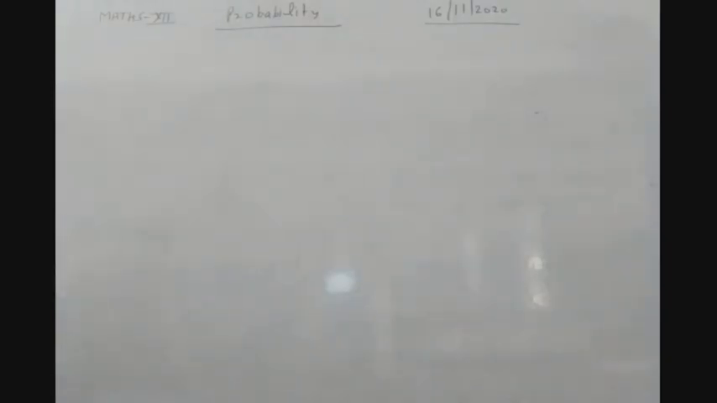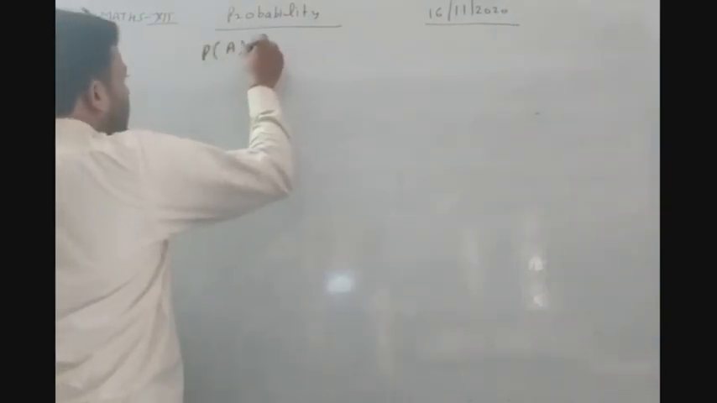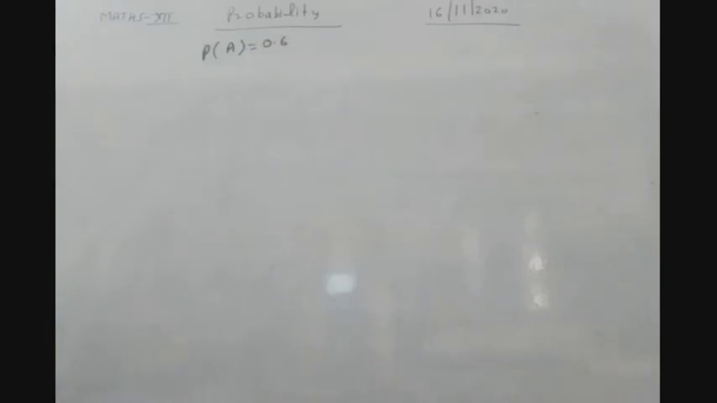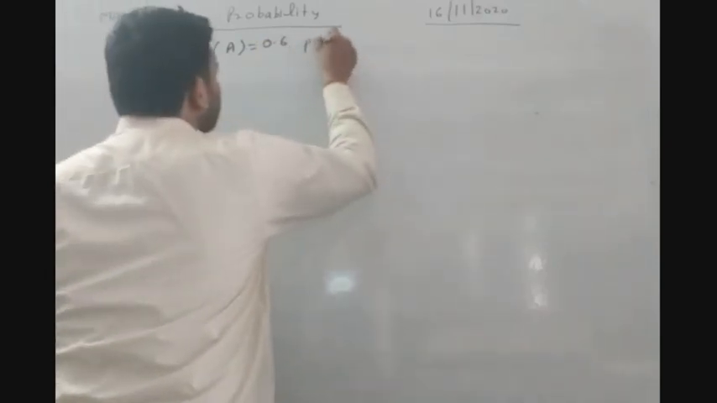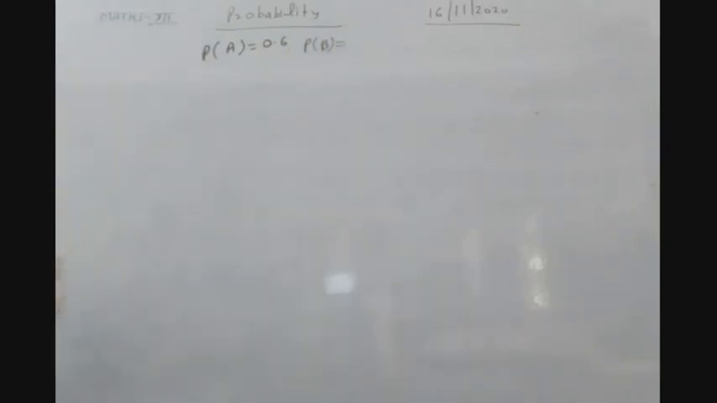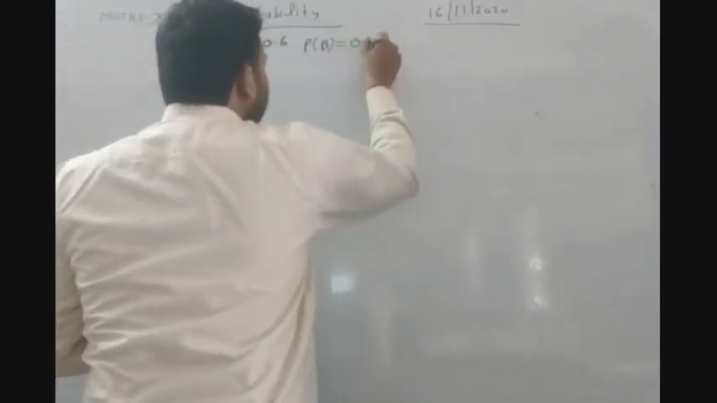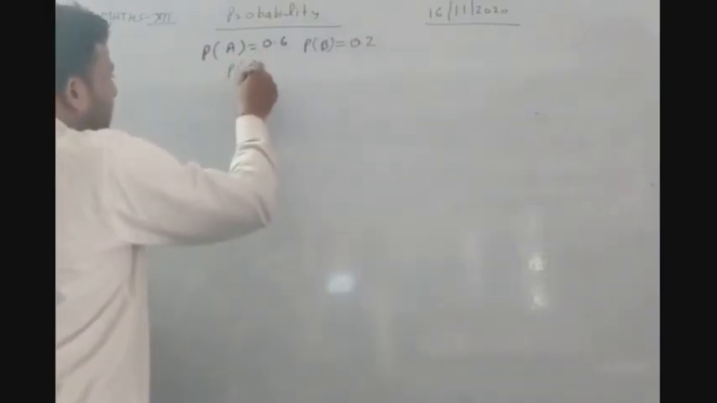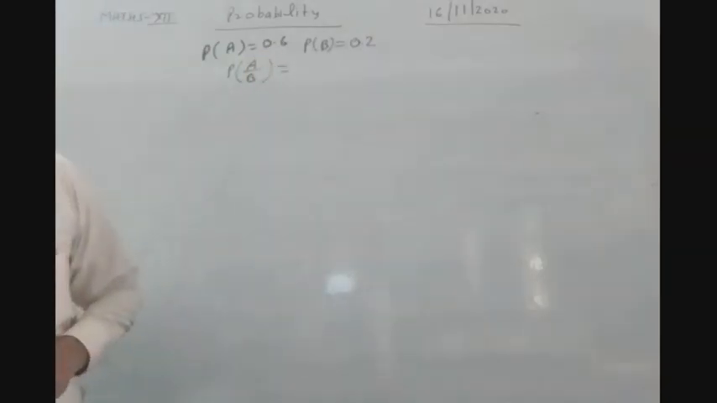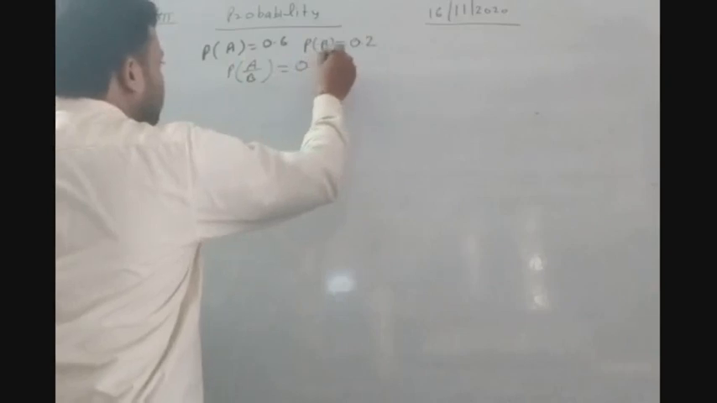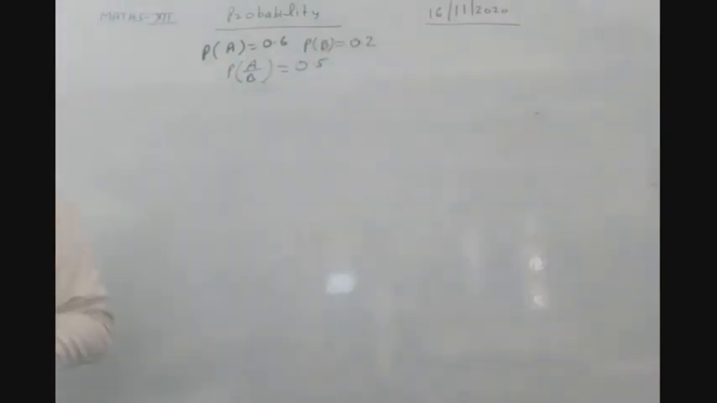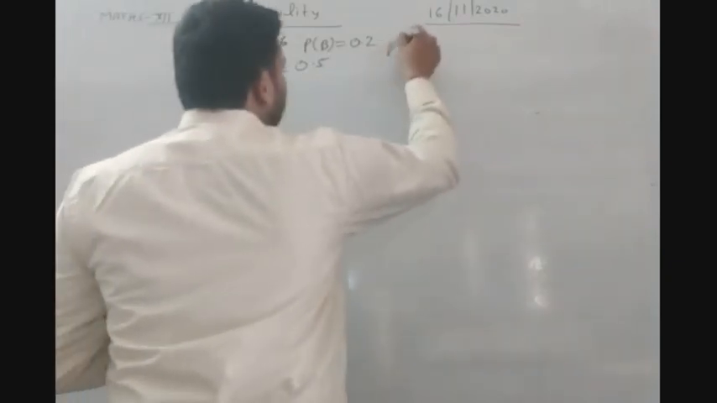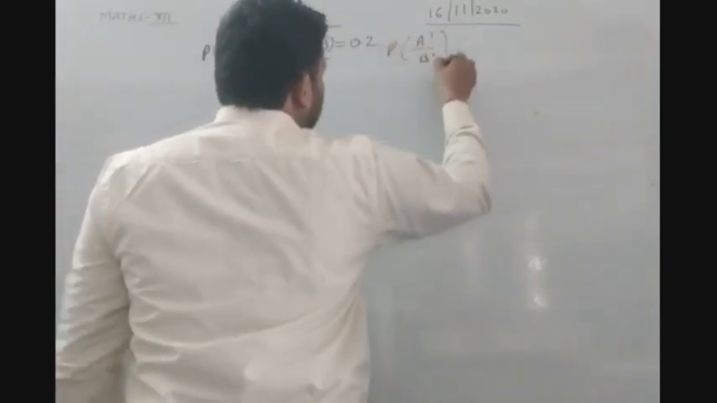Our first question is: let A and B be two events such that P of A is 0.6, P of B is equal to 0.2, P of A by B is equal to 0.5, and we have to find probability of A dash by B dash.